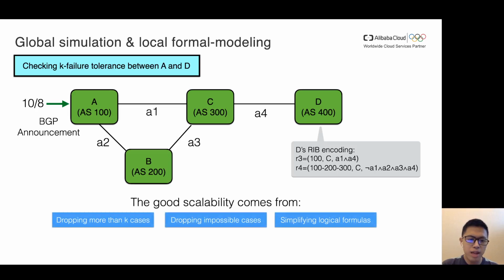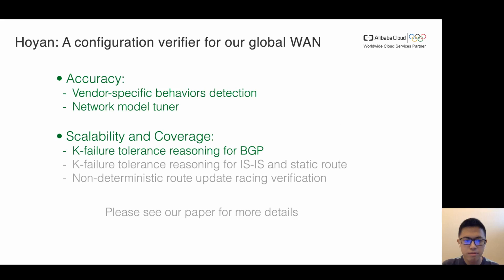To make the algorithm scalable enough, we optimize this algorithm in the following ways: dropping more than k cases, dropping impossible cases, and simplifying logical formulas during the simulation process. In addition, Huoyan can run the above simulation for different prefixes in a parallel way.